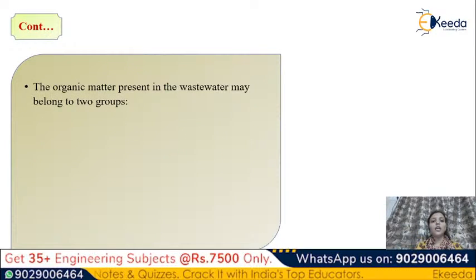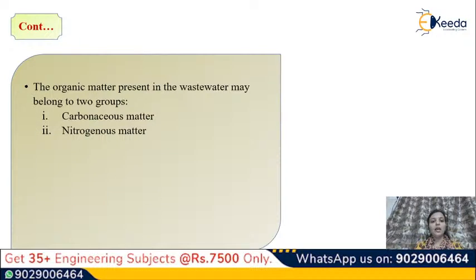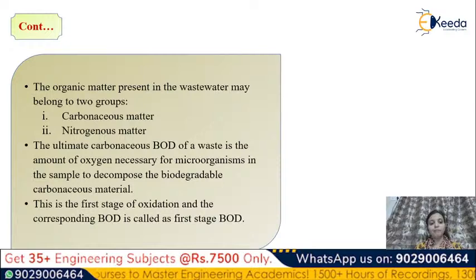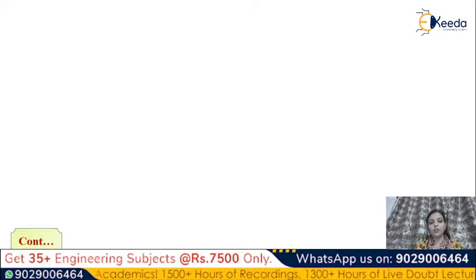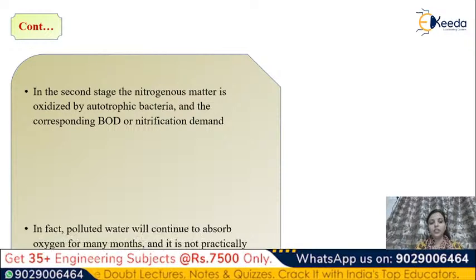The organic matter present in the wastewater may belong to two groups. First is carbonaceous matter and second is nitrogenous matter. The ultimate carbonaceous BOD of the waste is the amount of oxygen necessary for microorganisms in the sample to decompose the biodegradable carbonaceous material. That is biochemical oxygen demand. This is the first stage of oxidation and the corresponding BOD is called first stage BOD. In the second stage, the nitrogenous matter is oxidized by autotrophic bacteria and the corresponding BOD is the nitrification demand.